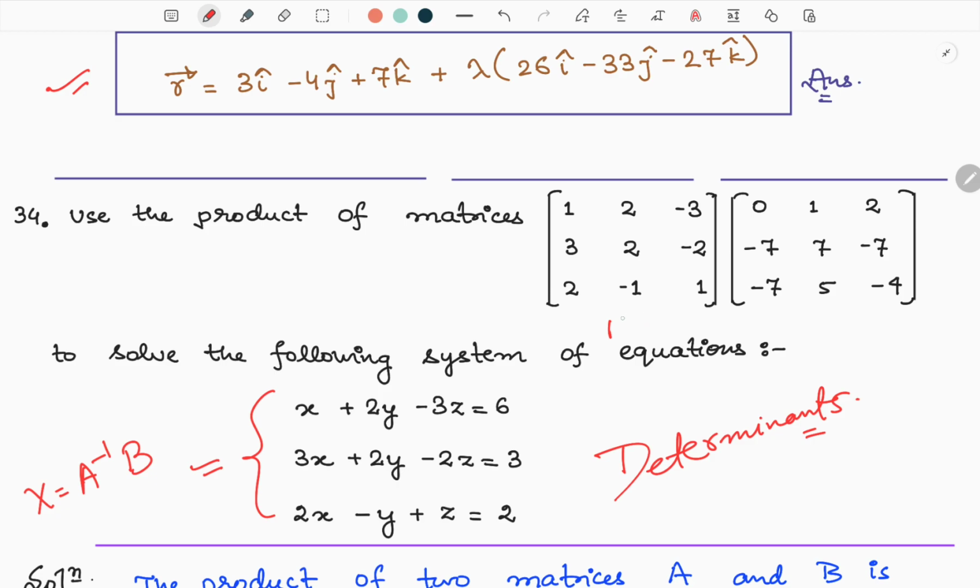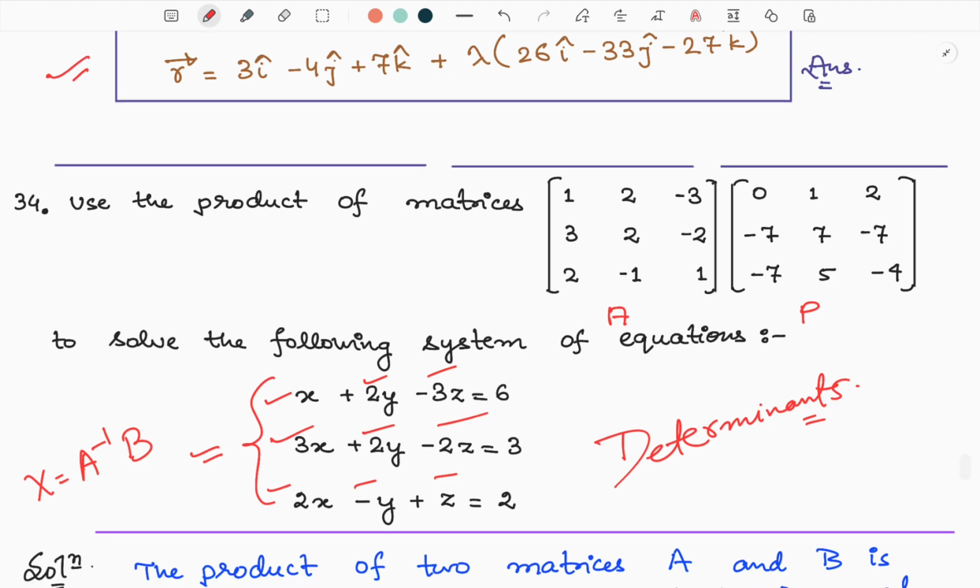So if you see carefully, this first matrix is A itself. Using this equation, you can write 1, 2, minus 3, and so on, 3, 2, minus 2, and 2, minus 1, 1. So assume this as A first, and this second matrix is, and we don't know yet what kind of entries it will get. So let us assume it as P.